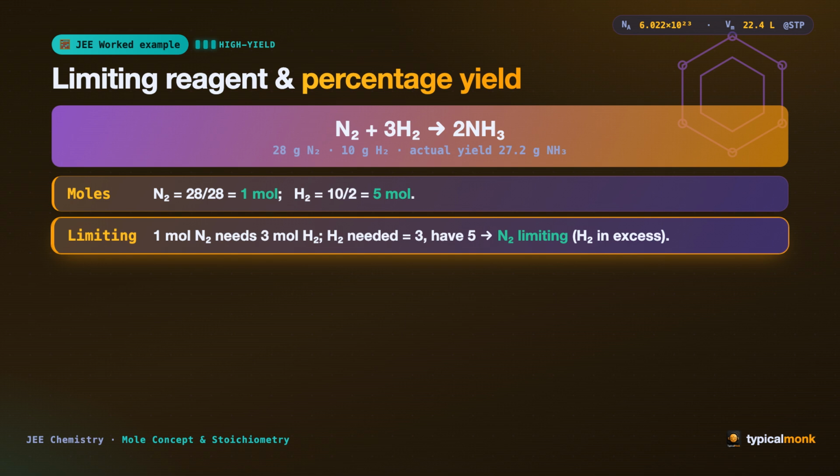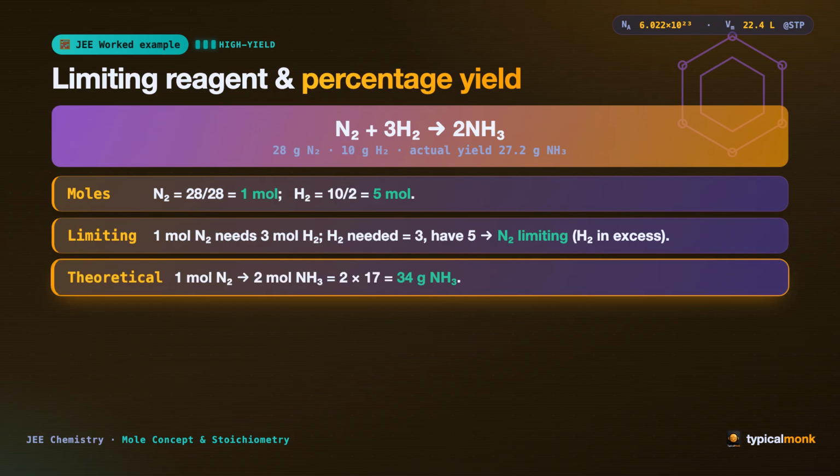Step 2. Find the limiting reagent. The equation says 1 mole of nitrogen needs 3 moles of hydrogen. We have 5 moles of hydrogen, far more than the 3 required. So hydrogen is in excess, and nitrogen runs out first. Nitrogen is the limiting reagent.